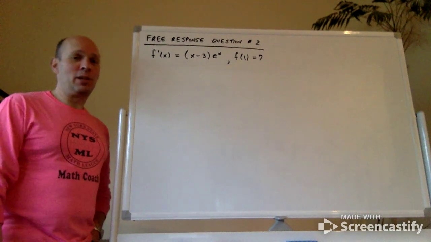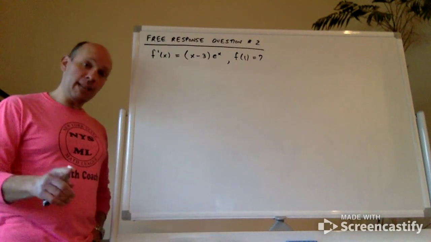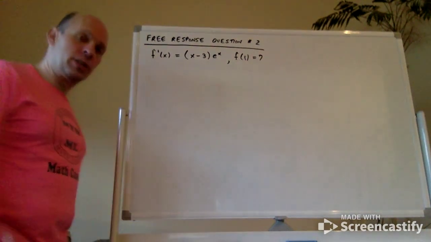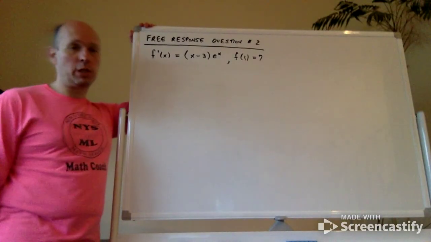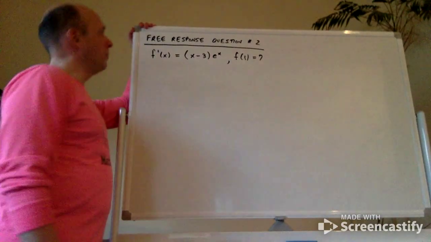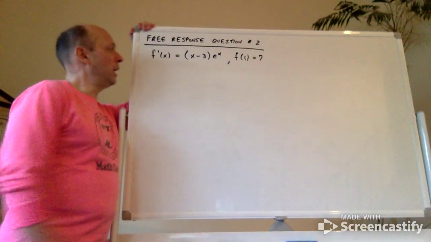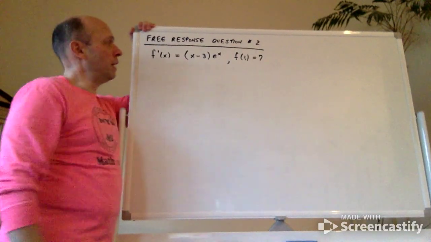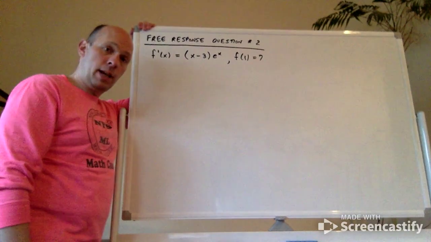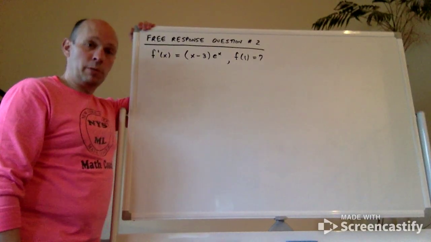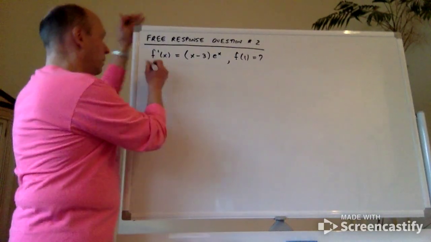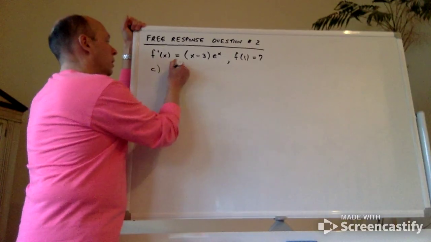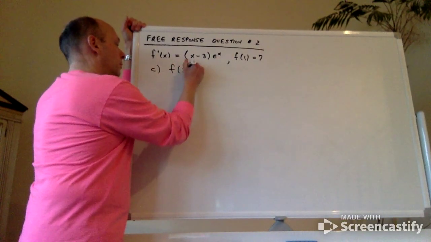Hey guys, I just wanted to really quickly go over the last part of the free response question due today. That was free response question number two. In the stem of the question, they gave you that f prime of x was equal to x minus 3 times e to the x. They told you that f of 1 was equal to 7. And in the last part of the question, part C, they wanted to know what f of 3 was.